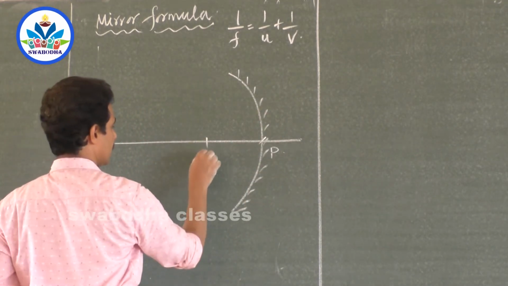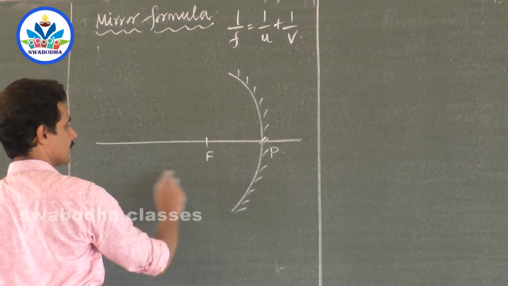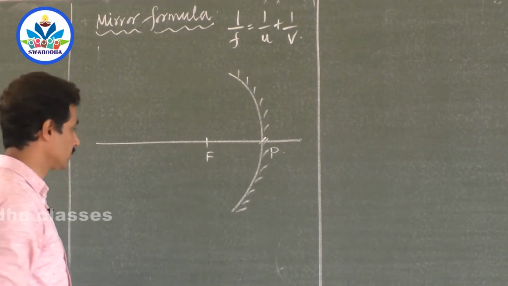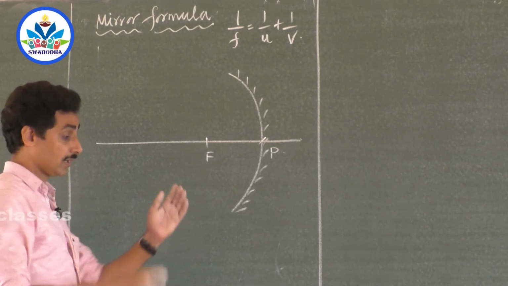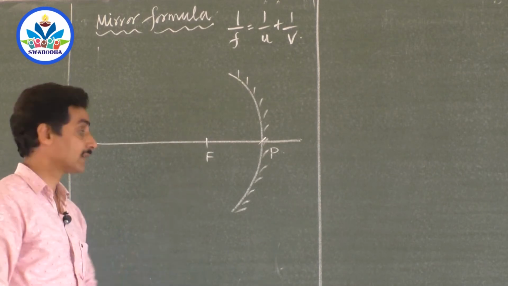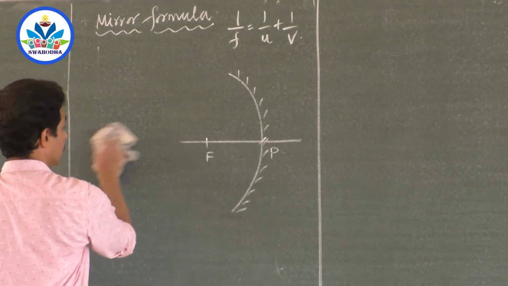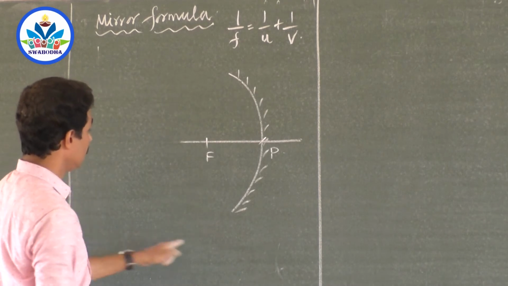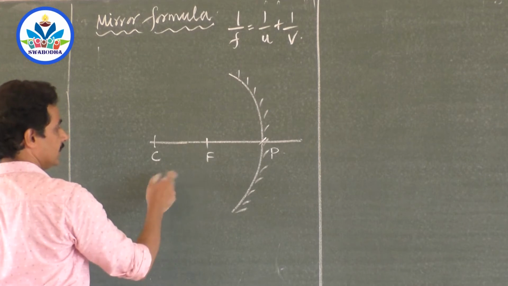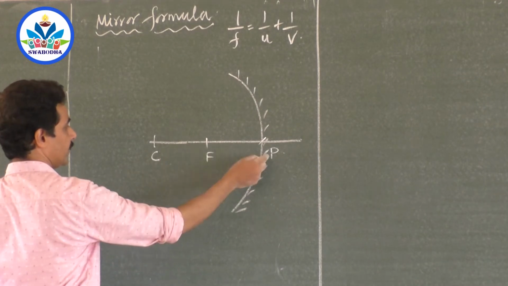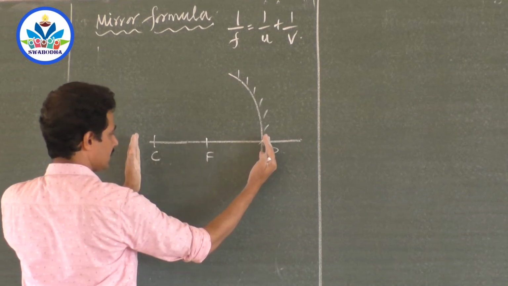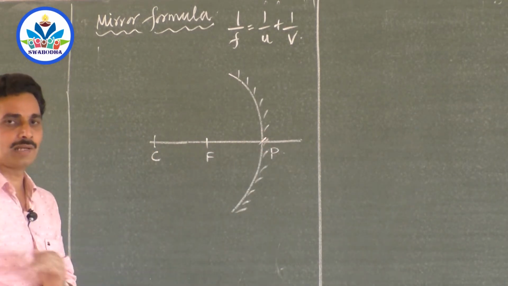And this is the focus, the point where parallel rays really meet, not like a convex mirror where they appear to diverge. So a concave mirror brings the light to the focus, whereas the convex mirror diverges. And this is a part of a sphere, and that sphere will have a center, C. You know that this focus is in the middle of center and pole, because the distance from pole to focus is called focal length, which is half of the distance from pole to center, what you call the radius.